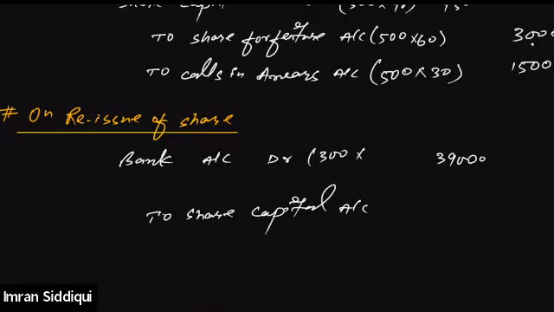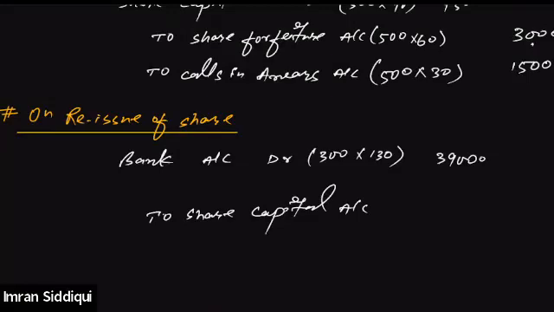At what price? We must have issued that at 130. Is that right? Yes, sir. 300 shares will be issued at 130, then only we will be able to collect 39,000. I'm sure everybody is able to understand that. Right, all of you? Yes, sir. All right.